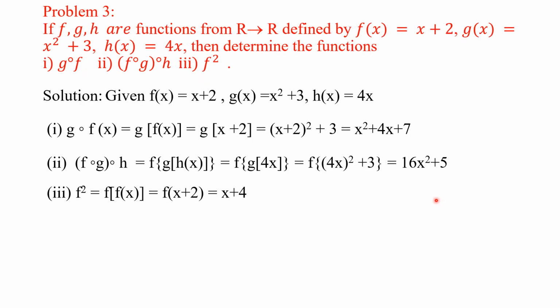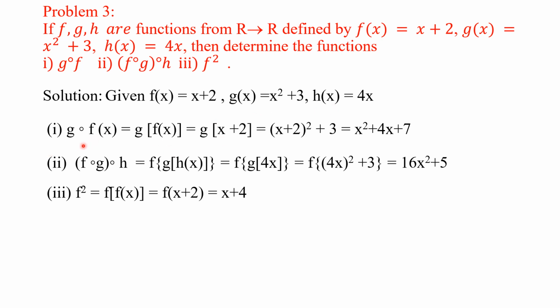Problem number 3. Now we'll be considering three functions. f, g and h are functions from R to R defined by f of x is equal to x plus 2, g of x is equal to x square plus 3 and h of x is equal to 4x, and then determine the functions. Three subdivisions: g composition f, f composition g composition h, and f square. So the given three functions are here.